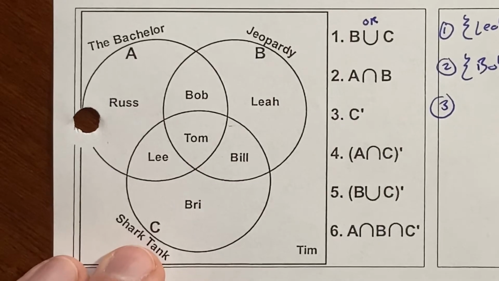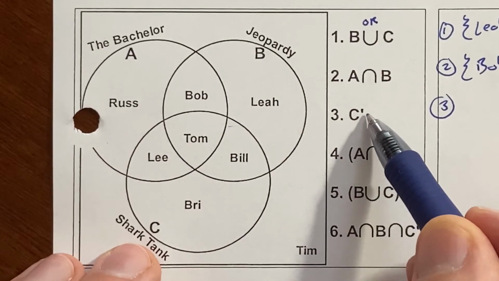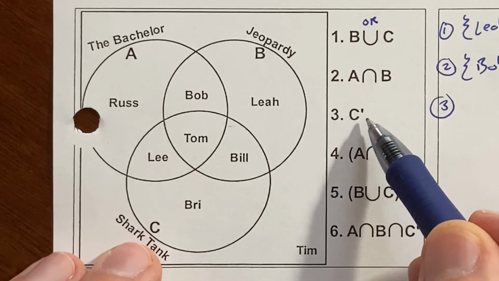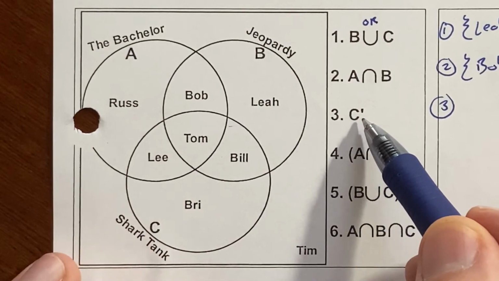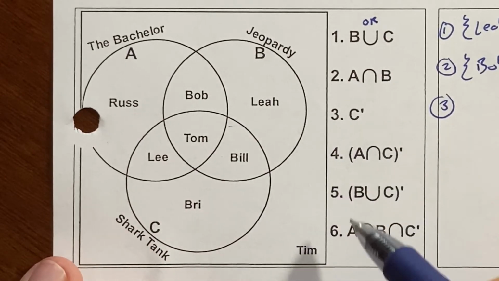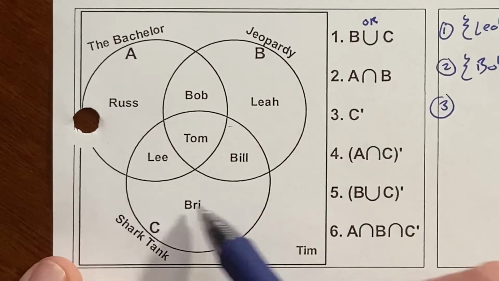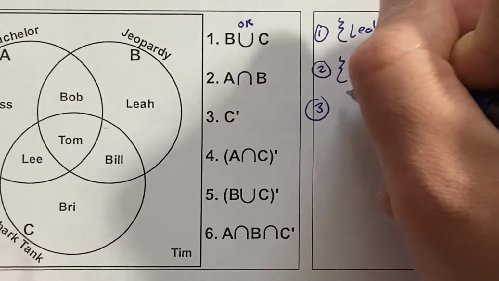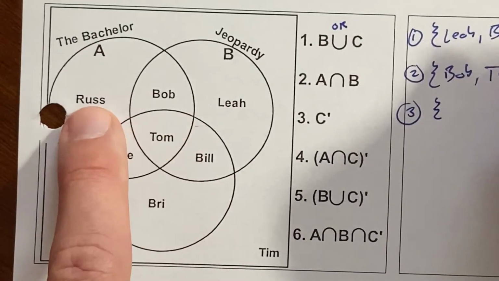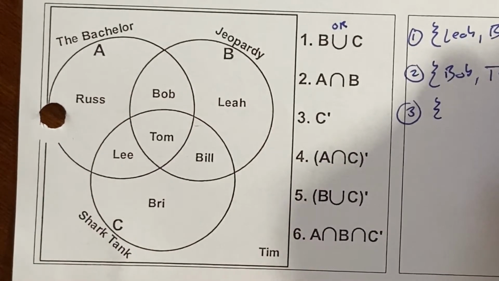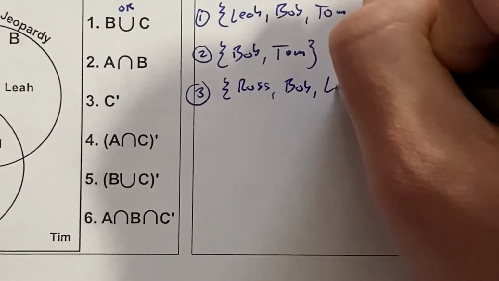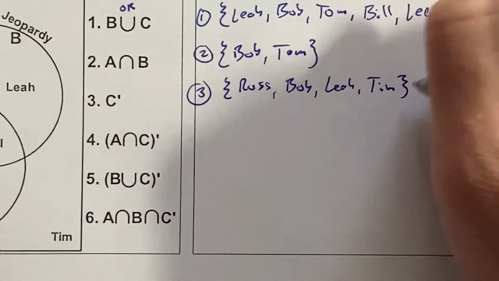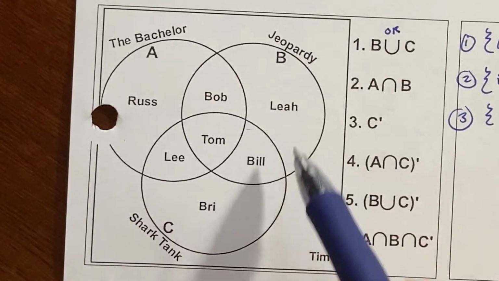So let's look back at number 3. Fancy word is complement. Complement, it's a word you need to commit to memory. The non-fancy word is not. So everyone not in C, or all those people who don't watch Shark Tank. So the people who do not watch Shark Tank would be Russ, Bob, Leah, and Tim.